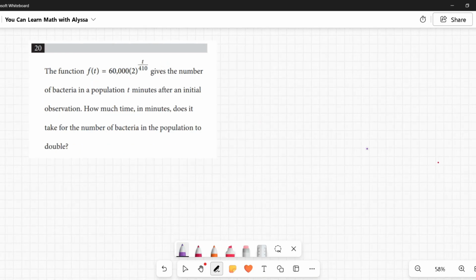20. The function f of t equals 60,000 times 2 to the power of t over 410 gives the number of bacteria in a population t minutes after an initial observation. How much time in minutes does it take for the number of bacteria in the population to double? This type of formula in this setup, man, do they love it on the SAT.